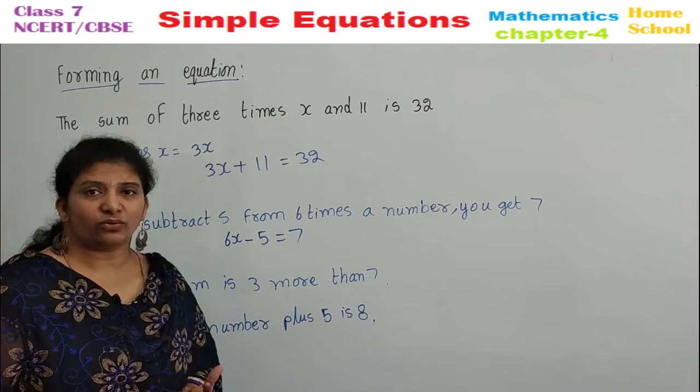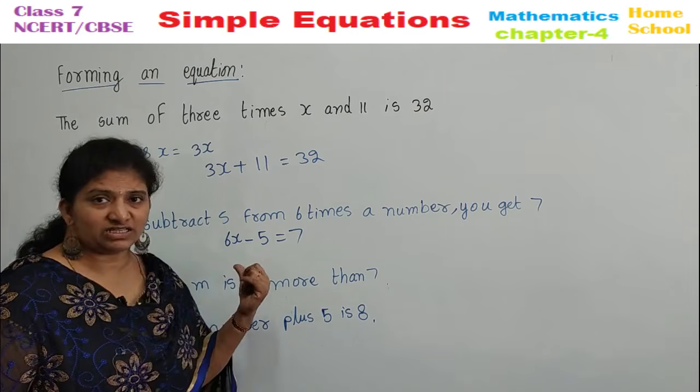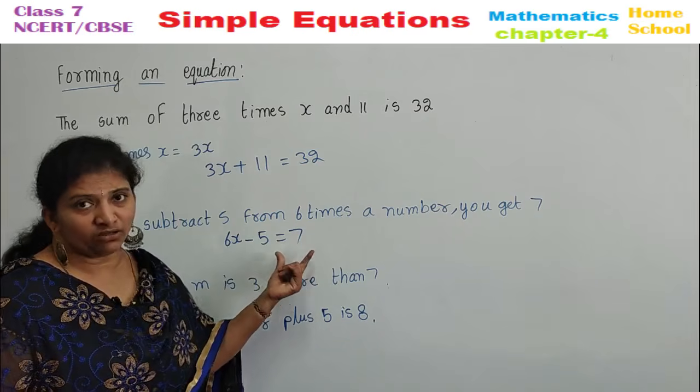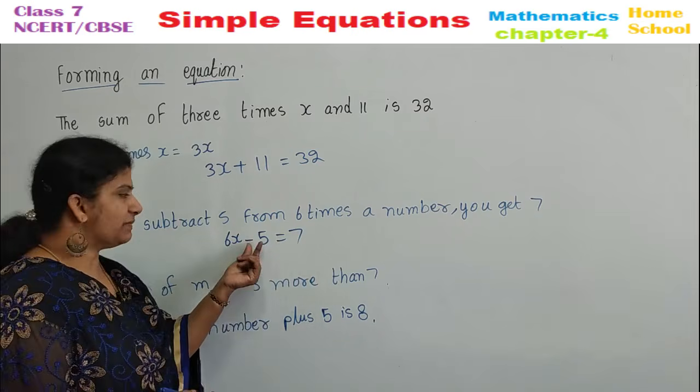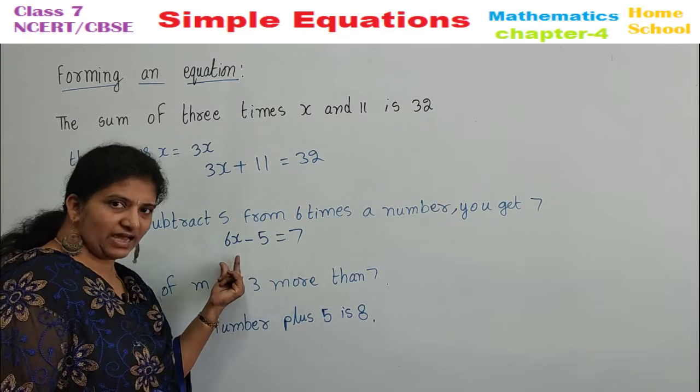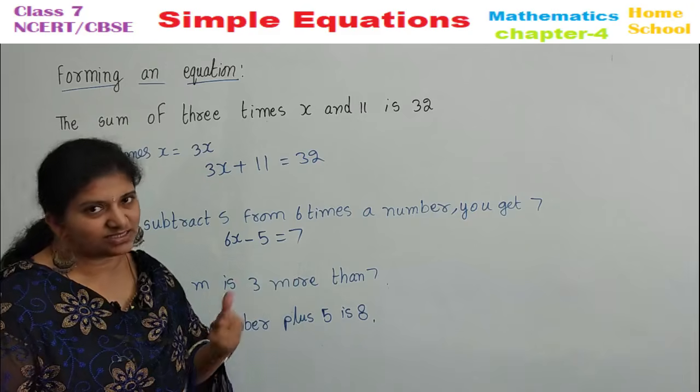When you are writing equation, both must be equal, children. LHS is equal to RHS. Subtract 5 from 6 times a number is equal to 7.